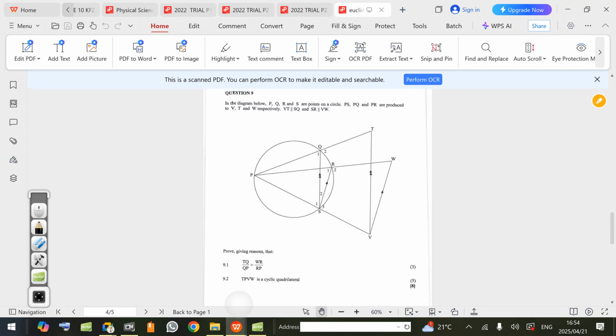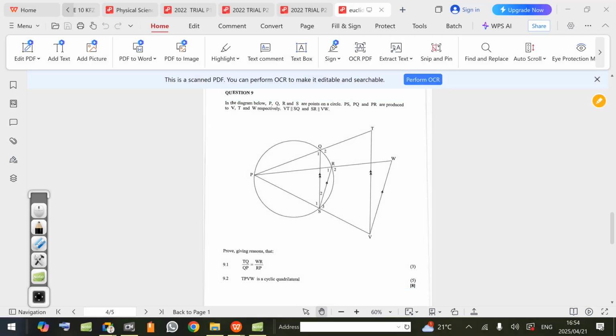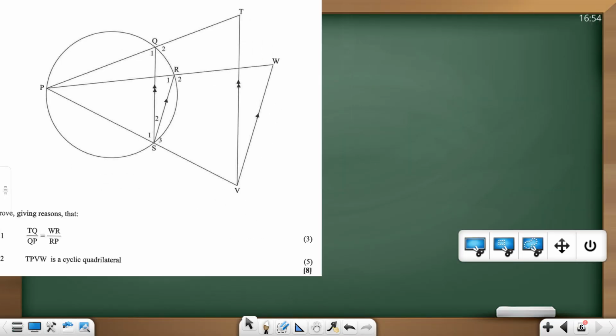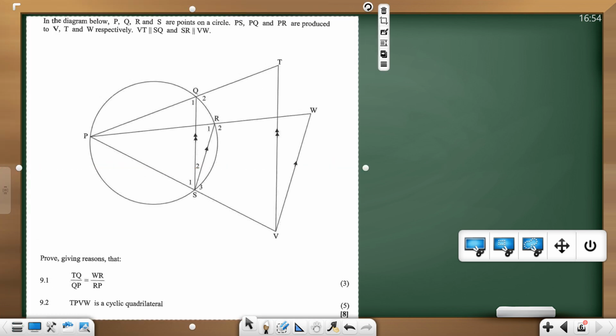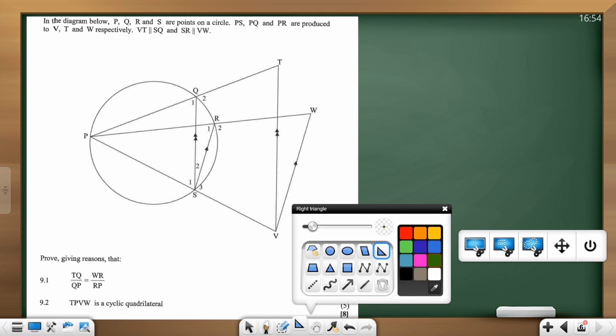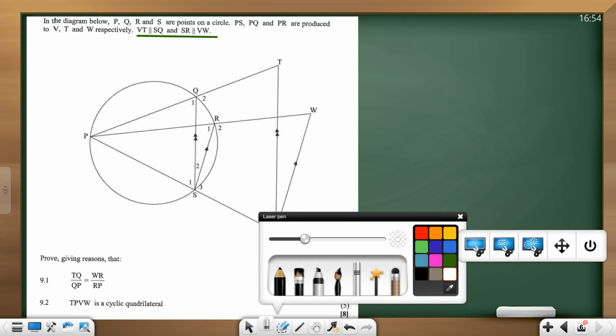Ooh. There we go. Now let's do the real stuff. Let's check this one. This is 8 marks. Looks like it's going to be interesting. We'll take it together. In the diagram below, P, Q, R, and S are points on a circle. PS, PQ, PR are produced to V, T and W respectively. Please check this line. Look at the last line. VT is parallel to SQ. Look, let's go trace that. And that is going to be our key.